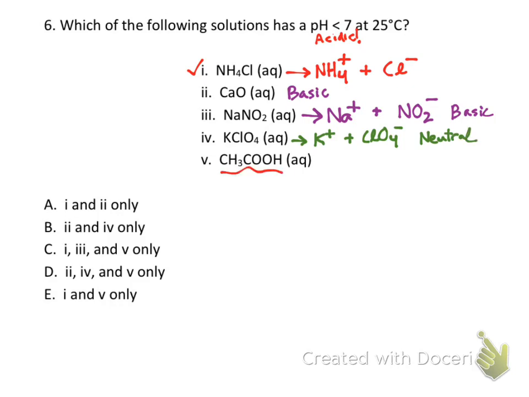Finally, we have acetic acid, CH3COOH. This is a classic weak acid. We've used this example a lot. It dissociates partially into acetate, or as I like to call it, CHCOOH. So this being a weak acid, it's going to form, well, also an acidic solution. So our answer is 1 and 5 only.